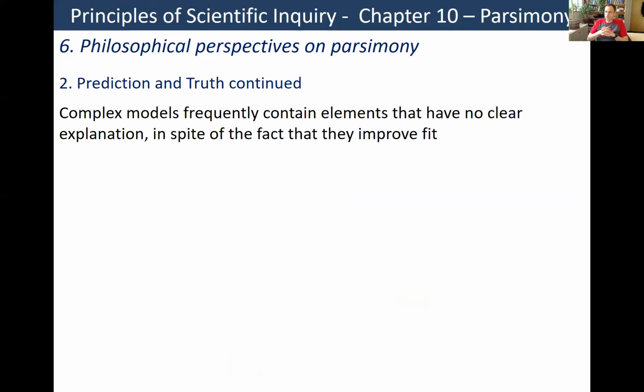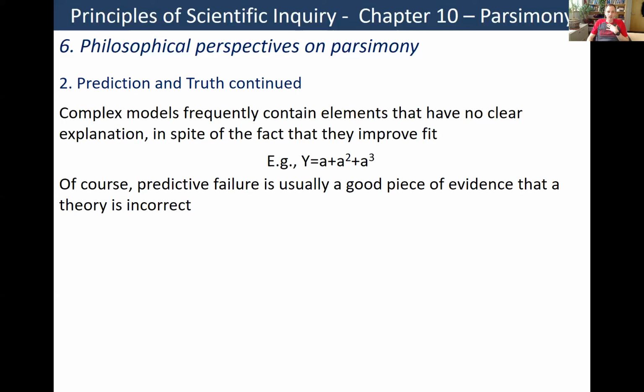Complex models frequently contain elements without any clear explanation, right? We often don't know what the C variable or D variable mean, in spite of the fact that they improve how well the model fits the data. Predictive failure is usually a good piece of evidence that the theory or model is incorrect. Sometimes truth, though, will simply be elusive. We won't know what this means. Fortunately, predictive accuracy can survive. So we won't know the truth, but we can predict accurately what's going to happen, and statistical efficiency can be achieved.